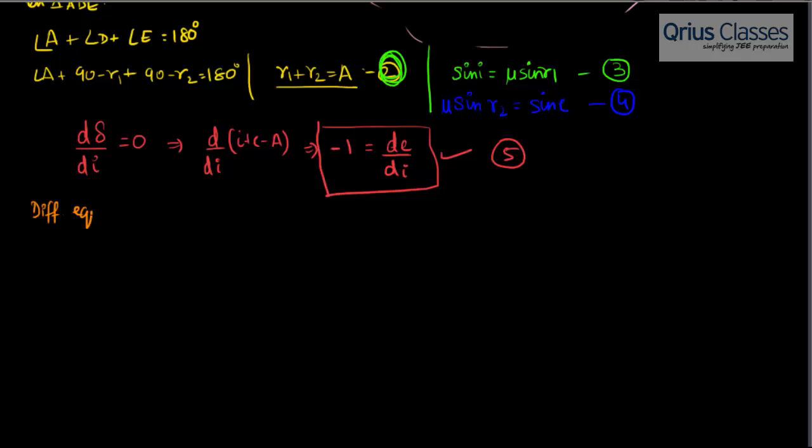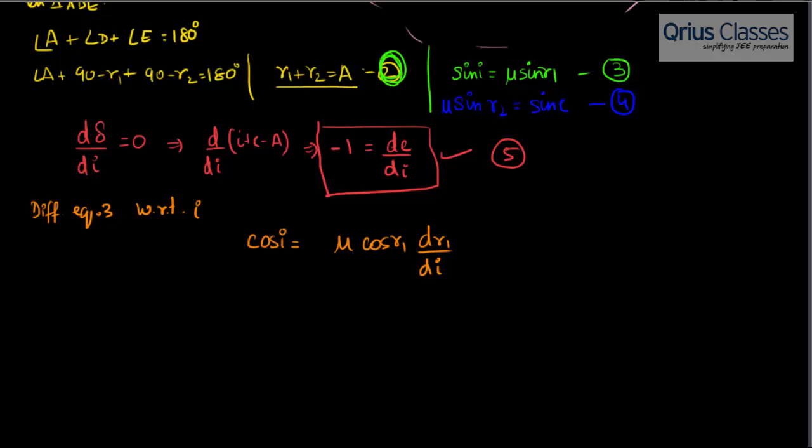Differentiate equation 3 with respect to I. So what we get is cos of I must be mu times cos of R1 dr1 by di, right? So we get this.